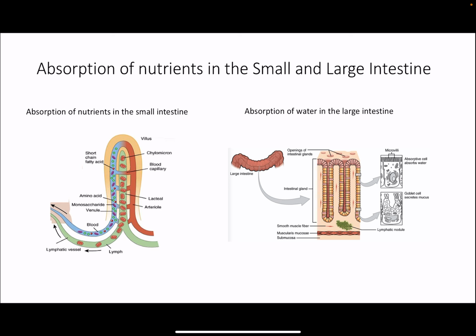Whatever is not absorbed is moved into the large intestine. And so in the large intestine, this is where water is reabsorbed from food, from the interior of the digestive system into the cells of the colon. And then finally, the remains of food here are then compacted and excreted as feces.